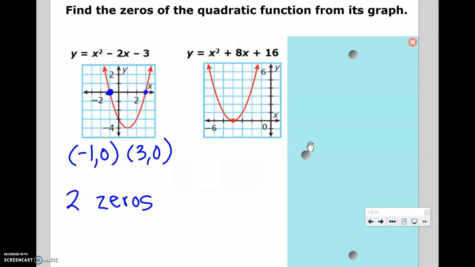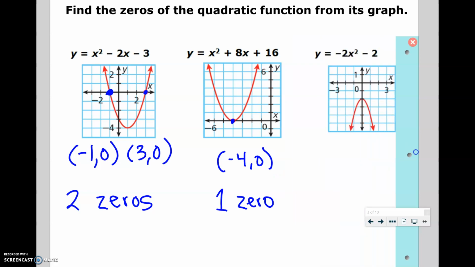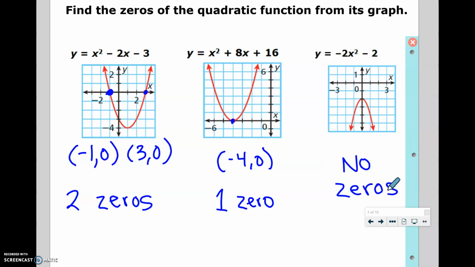Now on this one, this is an example of when there is only 1 zero. And this time, this point is going to be at that minimum value of the parabola, the lowest point, or what we call the vertex of the parabola. So we would say that it has 1 zero, and that would be at -4, 0. So this one is 1 zero. That's going to happen when just the vertex of the parabola touches the x-axis. And this would be an example of when there are no zeros. So if the parabola is above or below that x-axis, there are going to be no zeros.